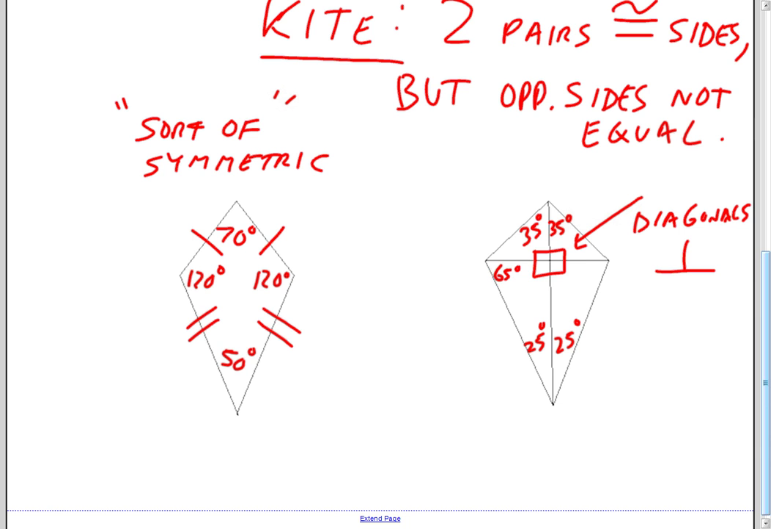65 here, 65 here. If the whole thing's 120, that leaves me 55 for here and 55 for here. So you end up with a bunch of right triangles. Some of them are the same, some of them are different. That's why I say it's sort of symmetric, depending on how you're looking at it, left, right, top to bottom.